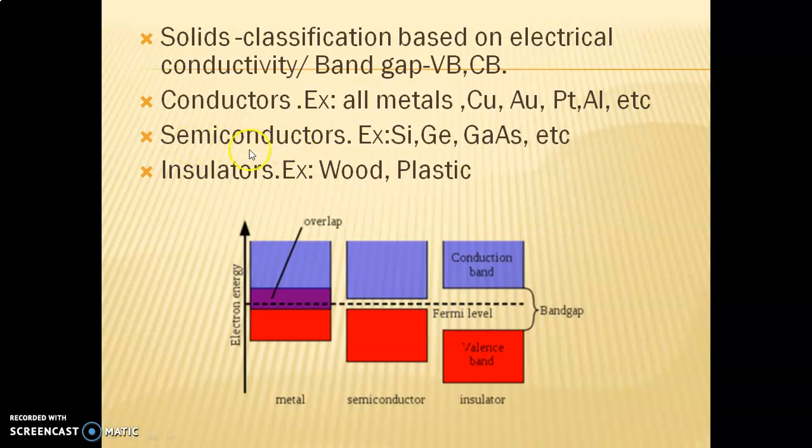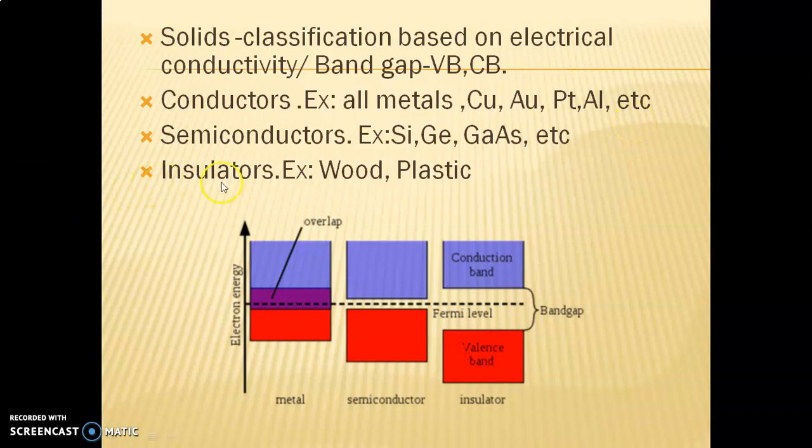Second one, semiconductors. In the case of semiconducting material, the band gap is small. There is a small energy difference between the valence band and conduction band. We need to apply a small amount of energy to the valence electron to excite it from the valence band to the conduction band. Examples of semiconductors: silicon, germanium, gallium arsenide, indium phosphide, etc.